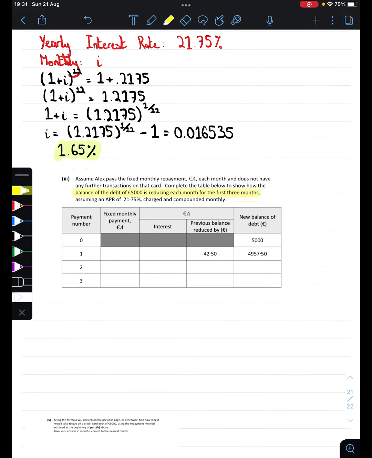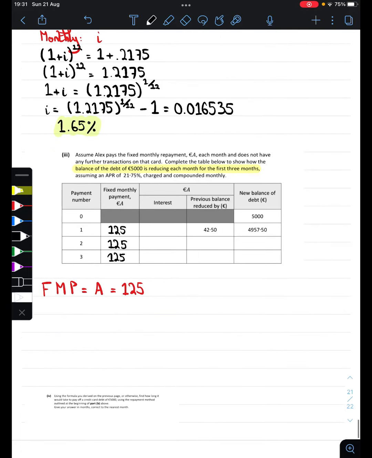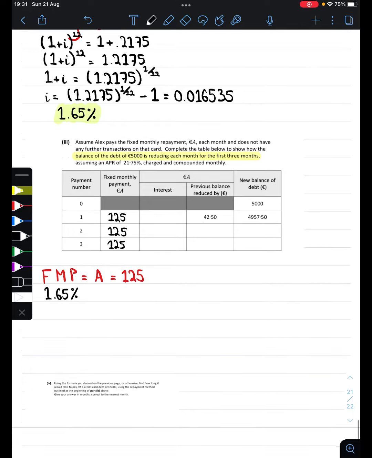Okay, so we know that the fixed monthly repayment, the FMP, or A, equals 125. We know that, so we can just fill these in. And then calculate the interest. So there's this monthly interest of 1.65%. Okay, so over the first month, that debt of 5,000 increases by 1.65% because he pays at the end of the month.